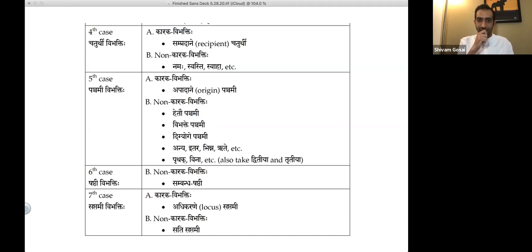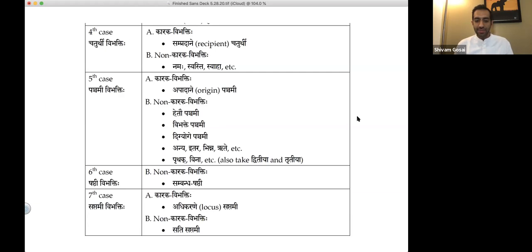Okay. You also get 4th case when connected to Namaha, Swasti, and Swaha, etc. Panchami Vibhakti is Apadane Panchami, right? 5th case in the sense of Apadanam, in the sense of origin. And we also see a whole bunch of non-karaka vibhaktis: heto, vibhakte, digyoge, anya, itara, pinna, when connected to those words, etc. Pritak, vina. 6th case, shashti vibhakti, there's no karaka connected to it. We only see non-karaka, which is sambandhe shashti. And we can also add there Nirdharane shashti.